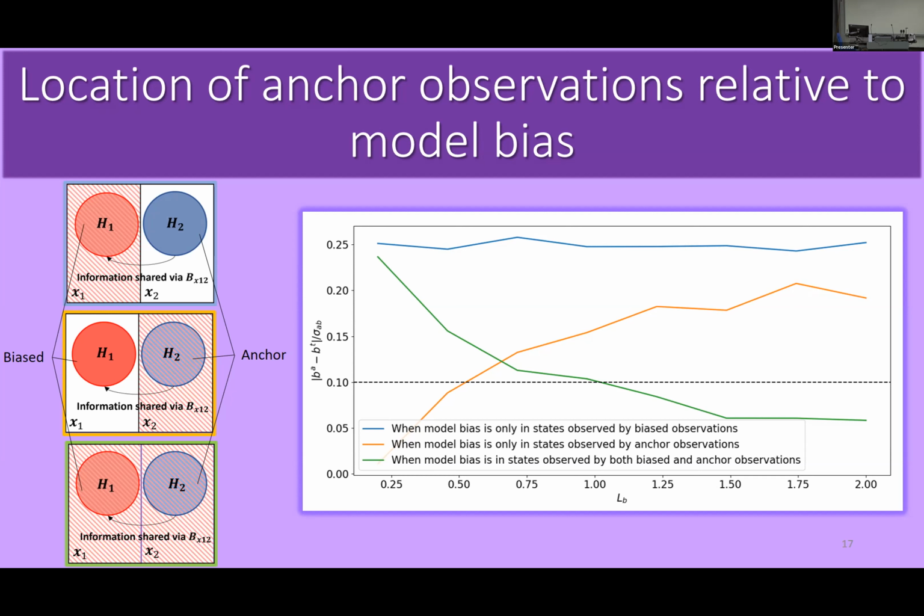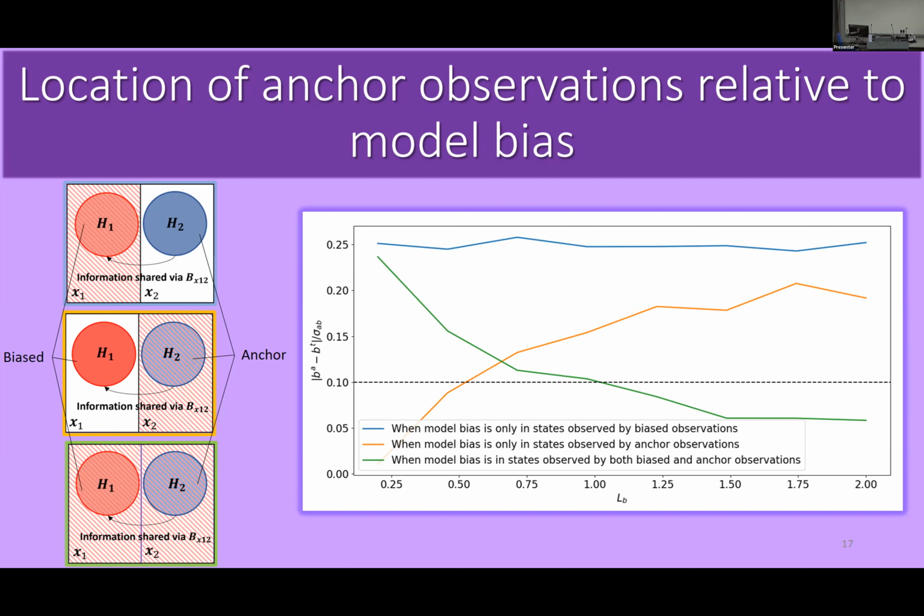In the second case, that's this orange line, we have model bias observed by the anchor observations, but not by the biased observations. When the length scales are small, not much information is being shared. And so actually the ratio in the bias coefficient is quite nice. The system isn't seeing any model bias, and so it's not a problem. But as the length scales increase, more information is shared from the anchor observations to the biased observations. So they're actually passing the model bias into the biased observations.